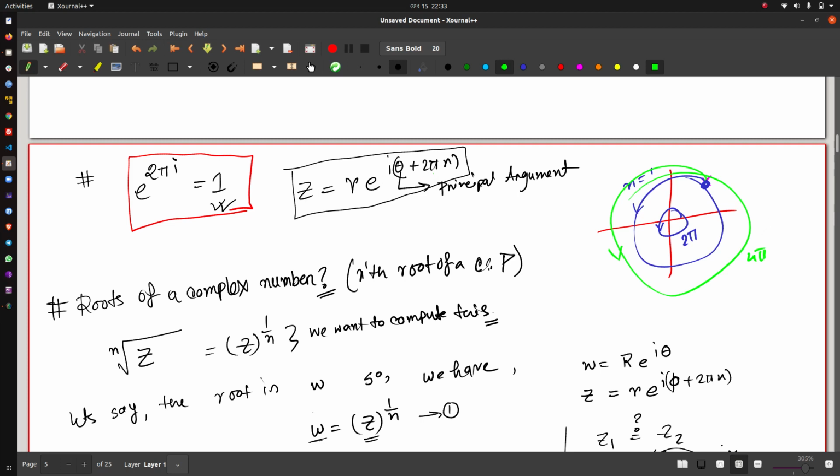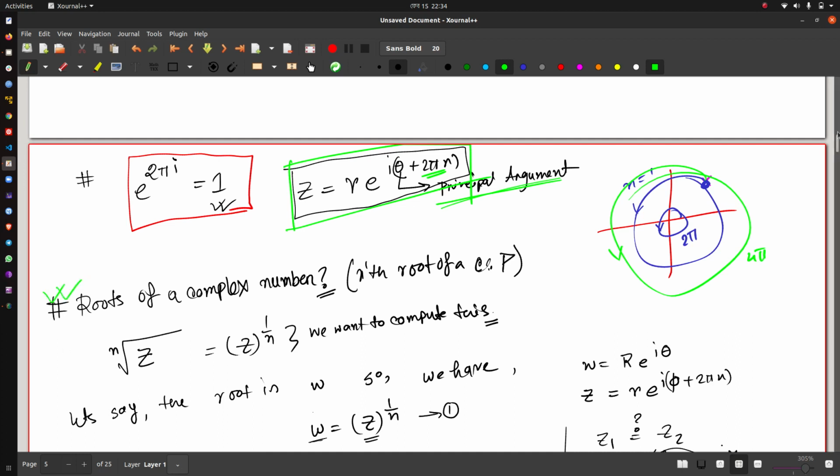So that's why there is this 2 pi n, or so to say the multiplicity, and this theta is now the principal argument. So now this form is actually more well defined, and this is the representation for a complex number in the polar coordinates. And this form enables us to compute the roots of a complex number as well, as you will see over here.